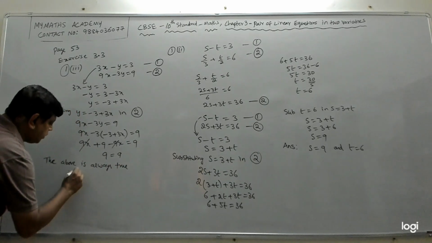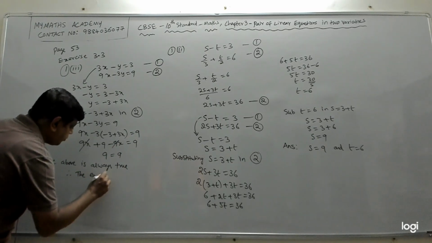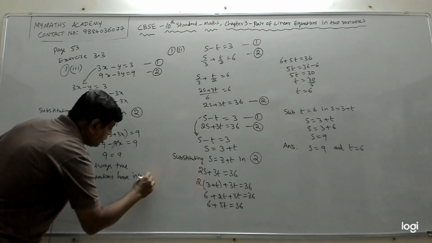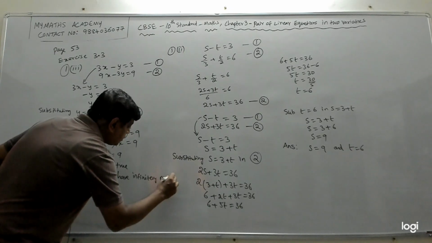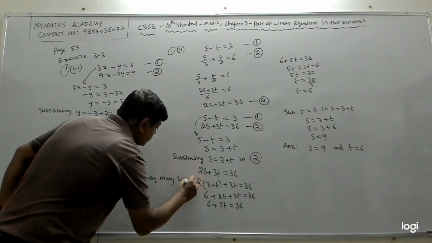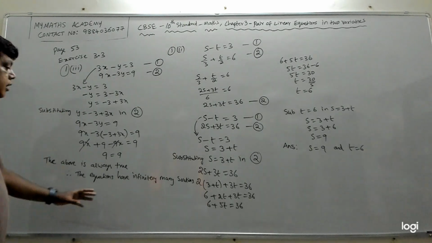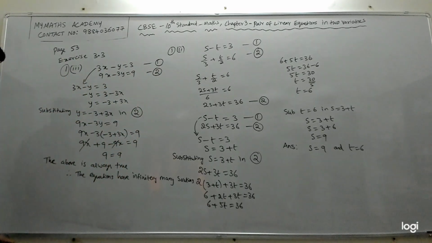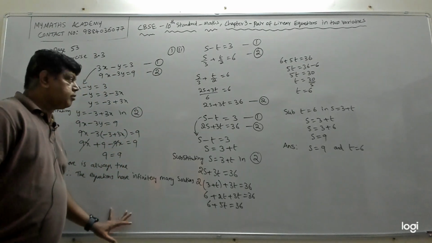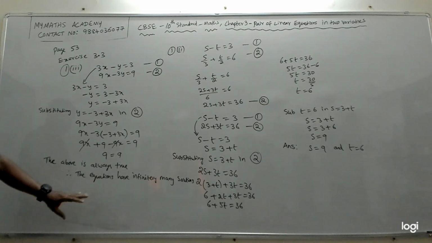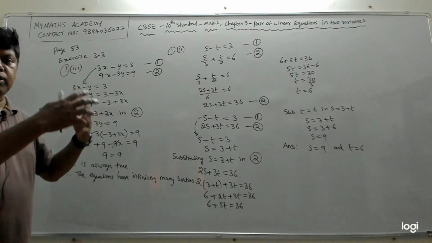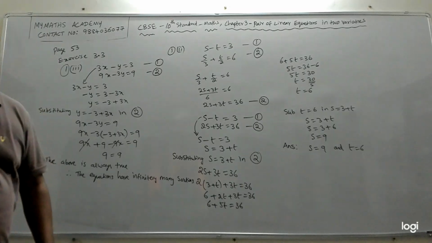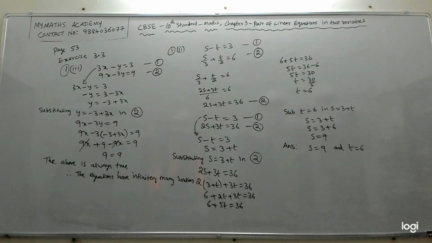Therefore, the equations have infinitely many solutions. Fine, so then we can stop here. This is the final answer: it has infinitely many solutions. We can't keep listing all the solutions because it has infinitely many. So whenever your numbers match, you will say it has infinitely many solutions, and then you will stop.